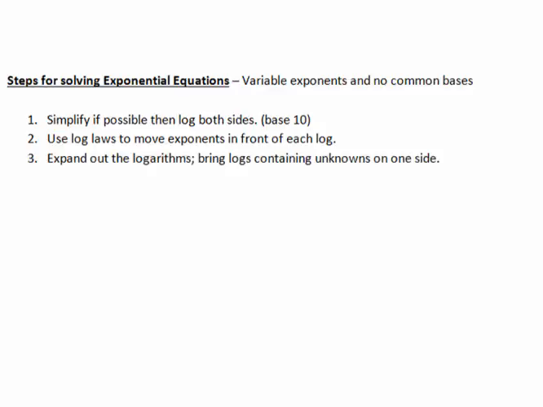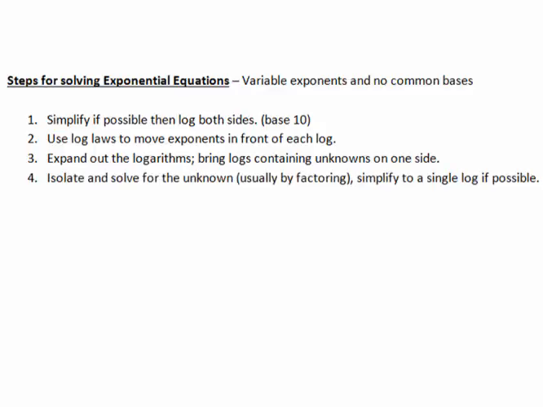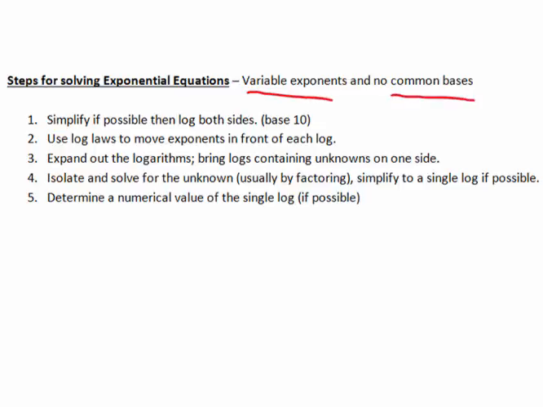At that point, we can expand things out, expand out the logarithms, and bring all the logs to one side. Then we can isolate for the unknown, use all our rules for mathematics. Usually this involves some factoring, and we want to simplify down to a single log. Once we have a single log, then we can find the numerical value, if it is possible, and at that point we would have our unknown. So we can use these 5 steps. The key here is to recognize that we have a variable in the exponent and there's no common base.